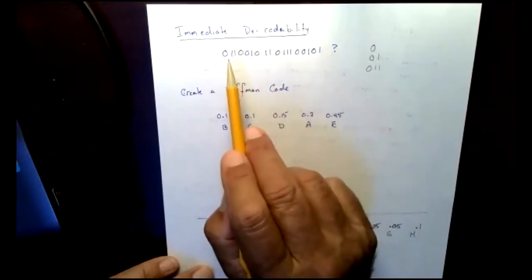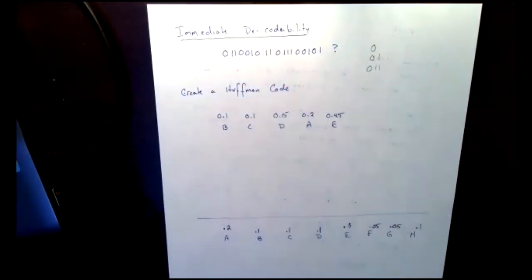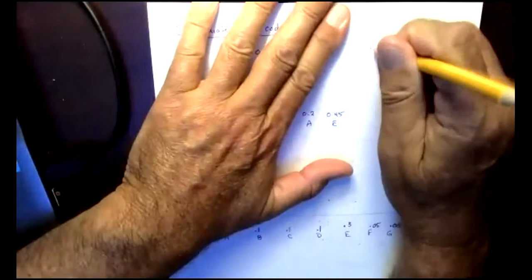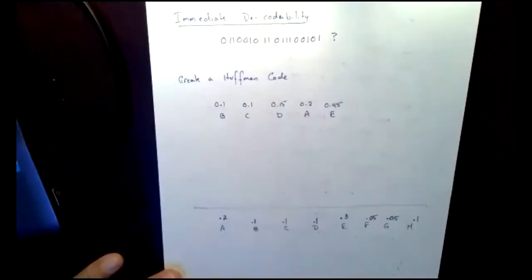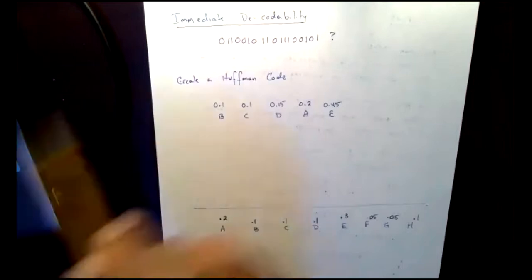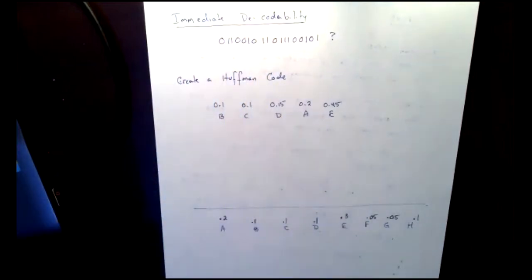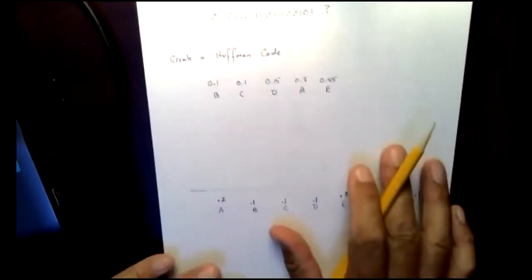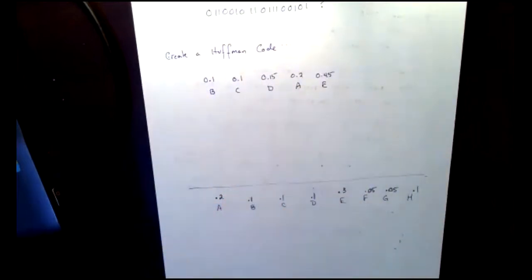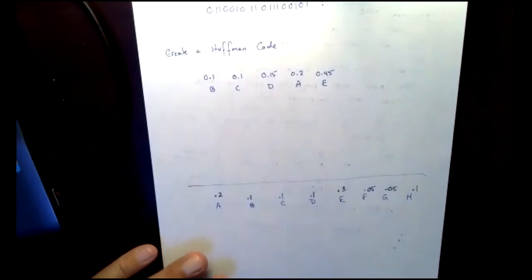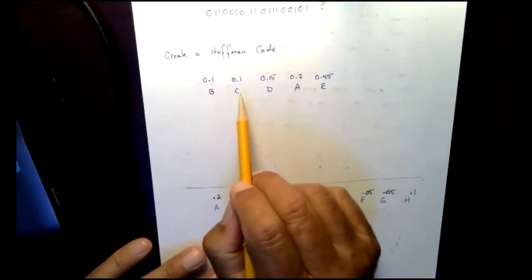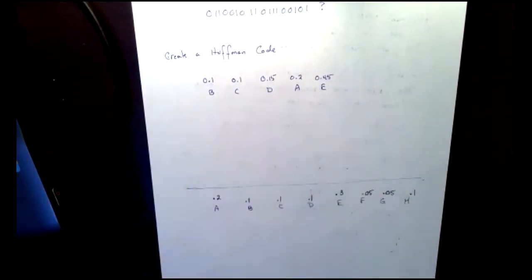Now, what could I do? Well, I could put spaces in, but if I put the spaces in, look how much length I add. A space for every character would get one extra. So I want to create my own code so that I don't have to put spaces in, but it has this immediate decodability. All right, so I'm going to go with these letters, B, C, D, A, E. Not sure why I put them out of order, but they are. And I'm going to say B is 10%, C is 10%. This all adds up to a solid one, or 100%.